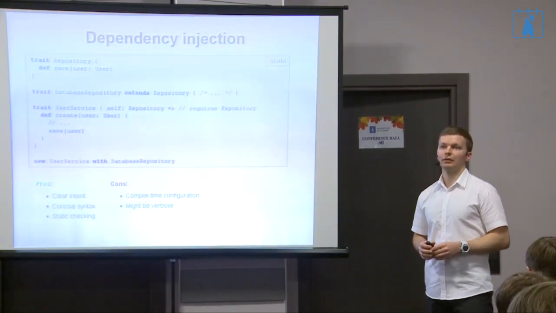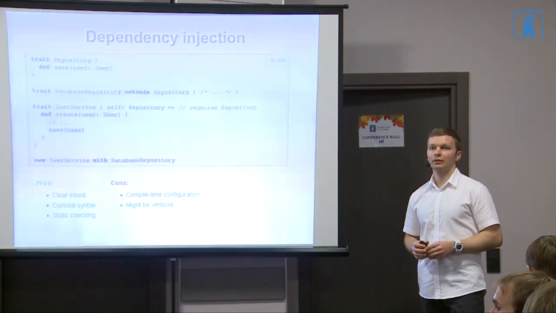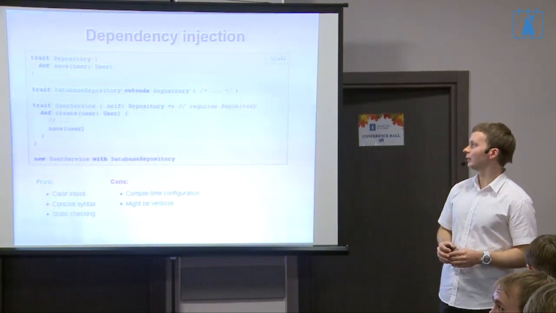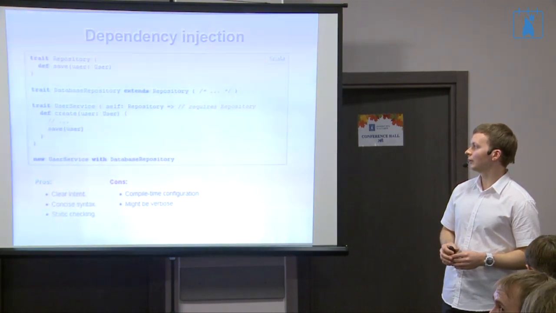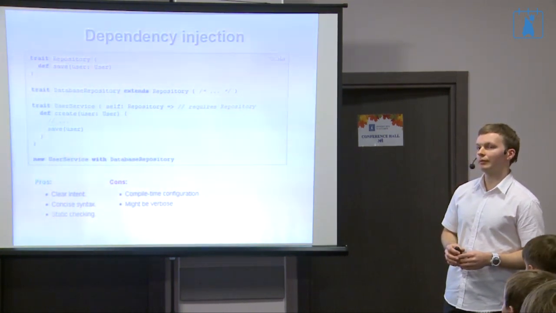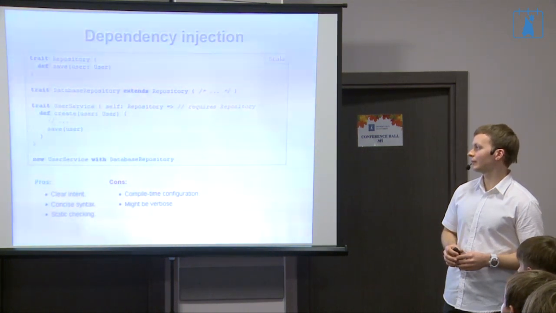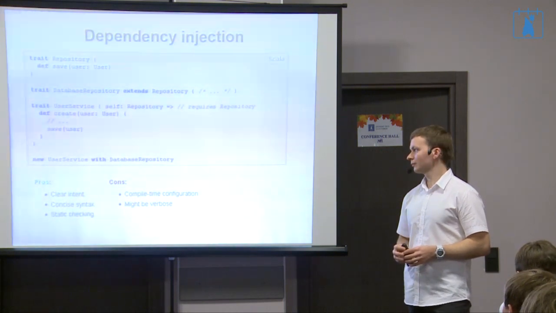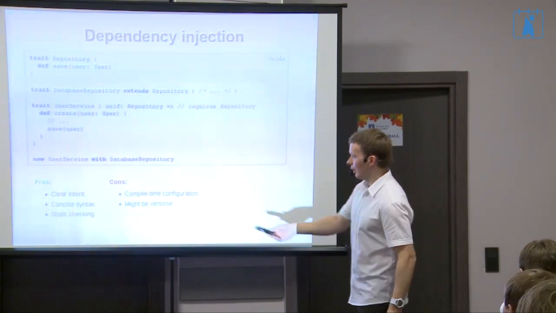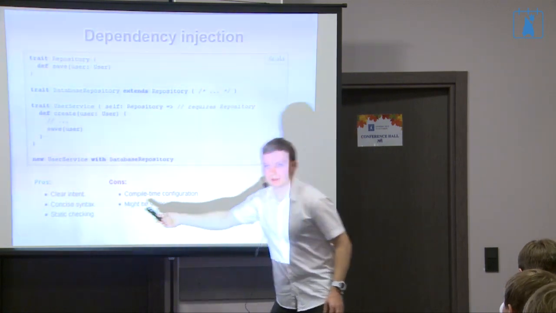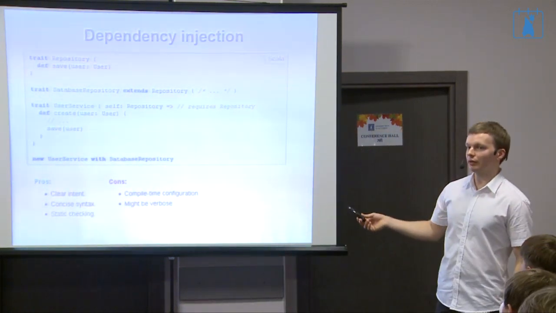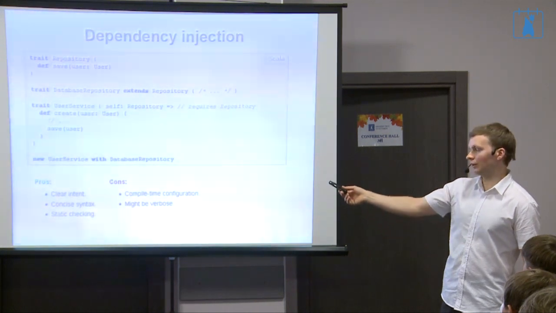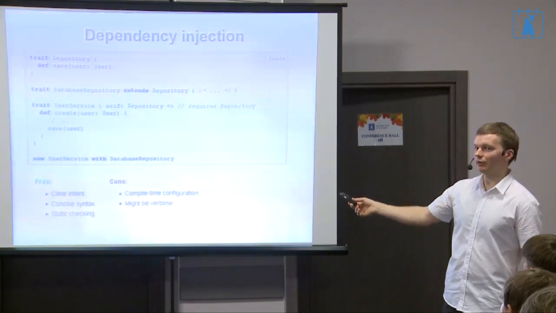Maybe a little bit of a dumb question, but in the context of this example, what will happen if we declare this user service without the database repository, without this self-type repository? Will we face a compile time error, or will it be a runtime error? Yes. As I mentioned, we have static checking, so we will get a compile time error that some dependency is not satisfied.